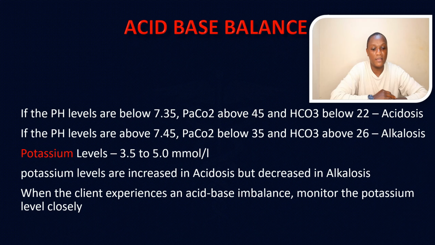Something that is also important to note is the potassium level. The normal potassium levels are between 3.5 to 5.0 millimoles per liter. Potassium levels are increased in acidosis and decreased in alkalosis. So when the client is experiencing an acid-base disturbance, monitor potassium levels very closely.